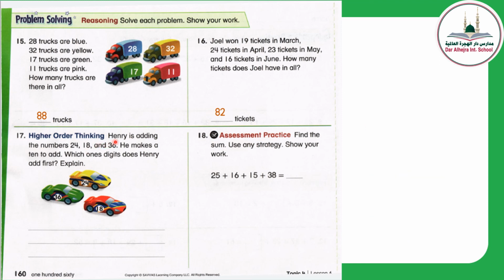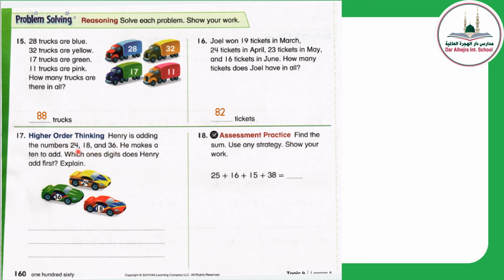Let's look at the next problem here. Henry is adding numbers 24, 18 and 36. He makes a 10 to add. That means we have to add any 2 numbers first that will make a 10. Which digits does Henry add first? Explain. Now let's have a closer look at these 3 addends.